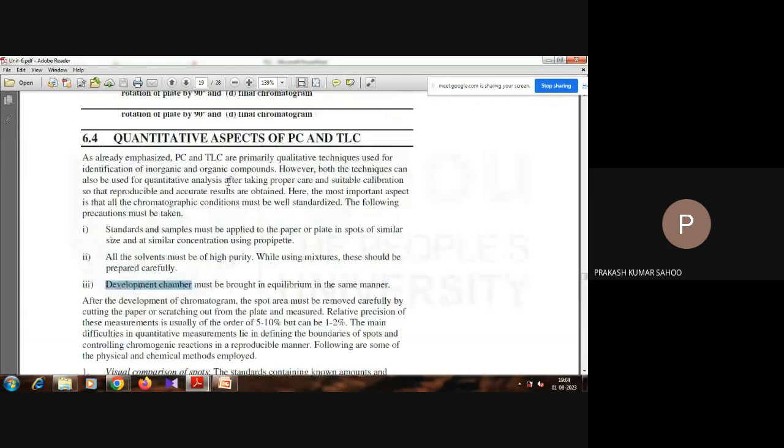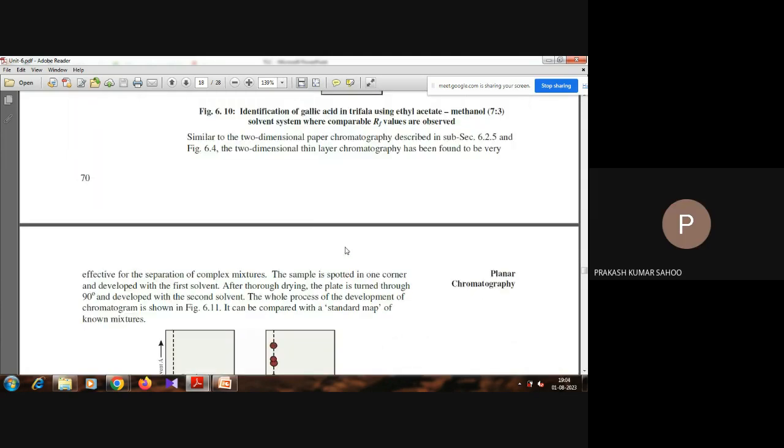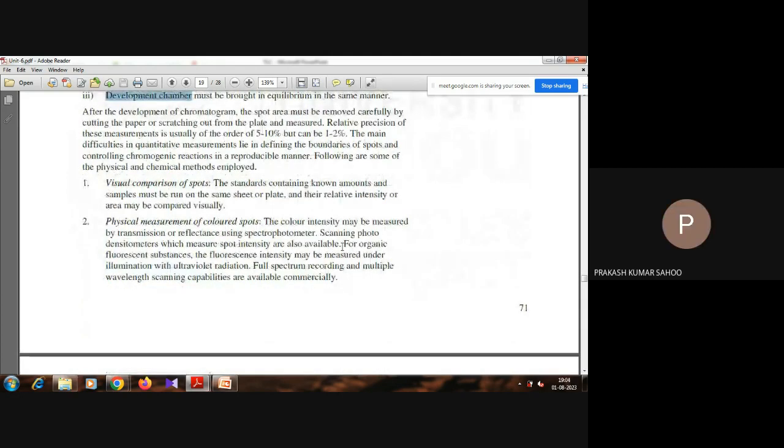That means here in your gallic acid, what happens? The standard and the sample both are run on the same paper, and we will compare these two effectively. That's why this is a very important point, that the standard as well as the sample must be run on the same paper.